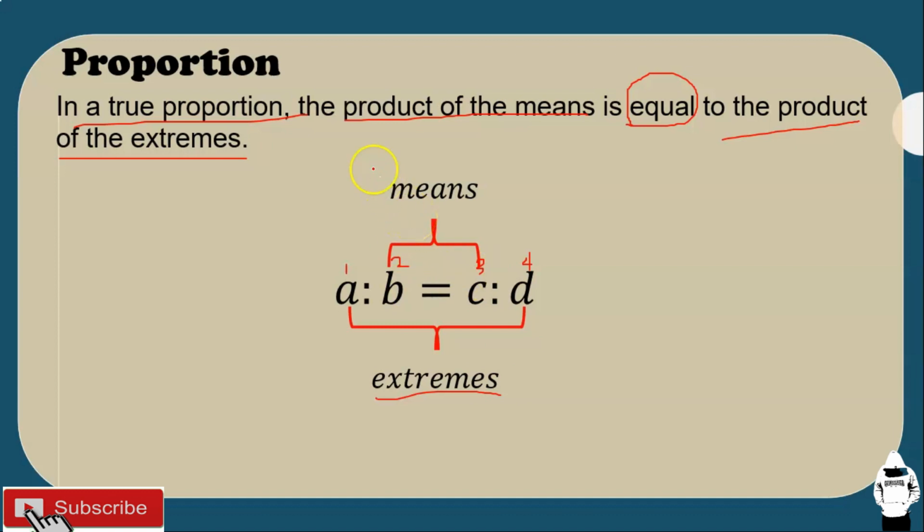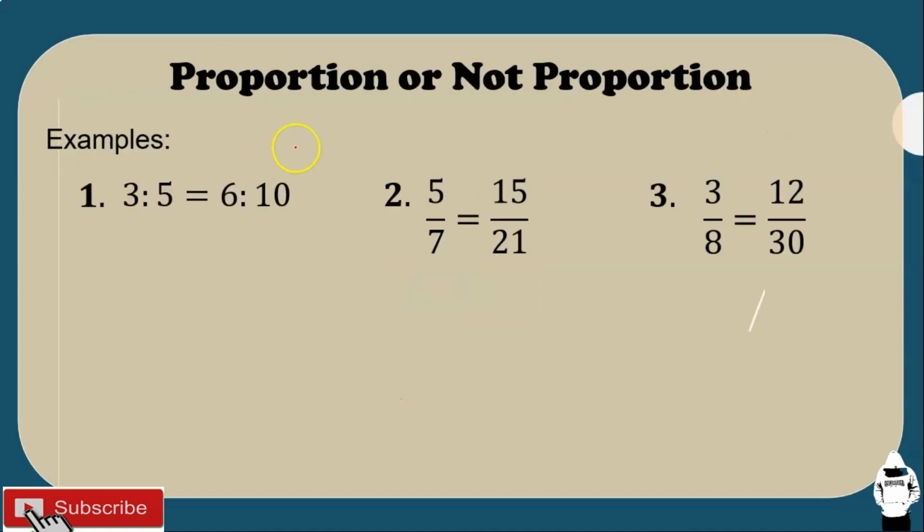So, again, the product of the means is equal to the product of the extremes. So, ito yung gagamitin po natin para malaman natin kung proportion ba yung dalawang ratios or not a proportion. Let's have these examples. We are going to identify if these examples are proportion or not proportion. Let's have the first example. 3:5 is equal to 6:10.